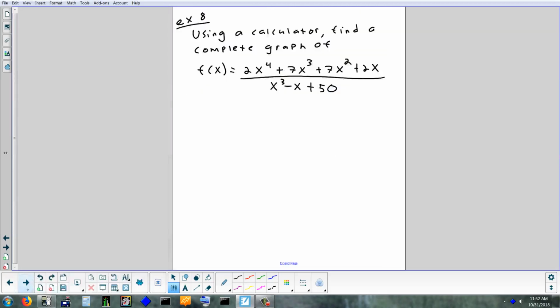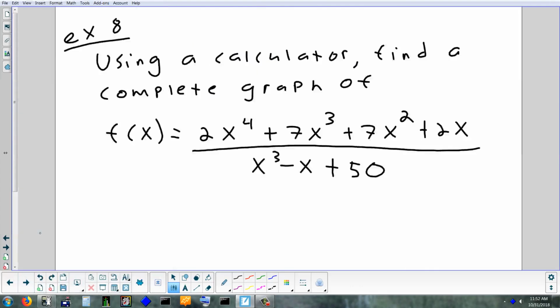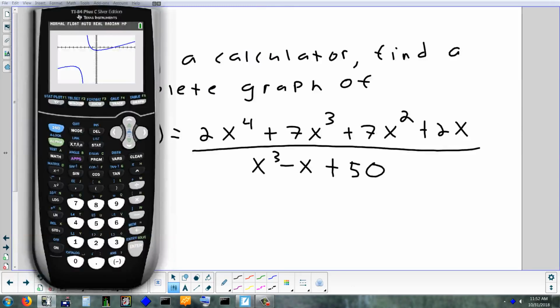All right, so the last thing I want to look at, and this is purely on the calculator. I'm not going to do anything by hand. I just want to graph that. Okay? I just want to see what happens. It's going to just remind you to do something. So let's type it in.